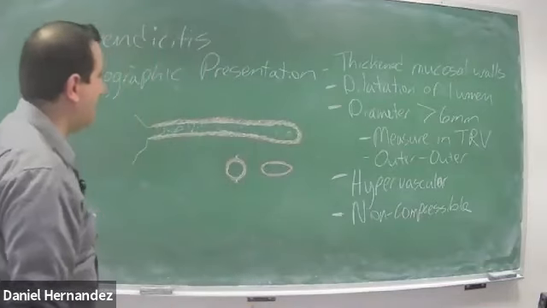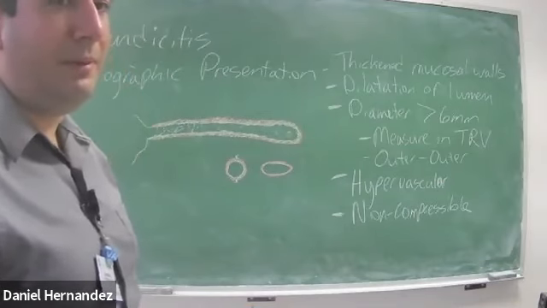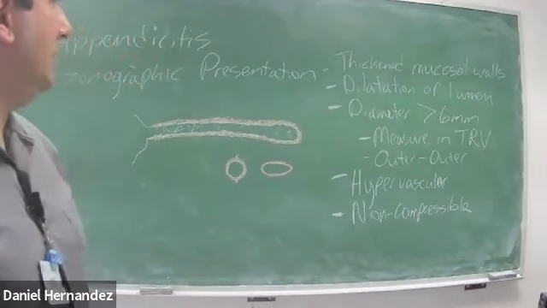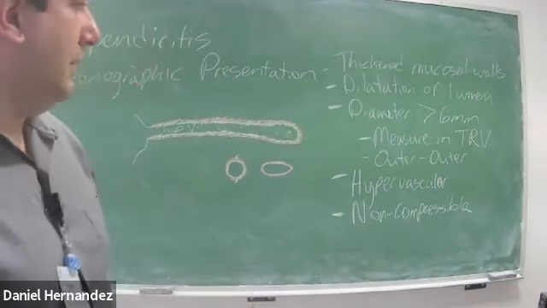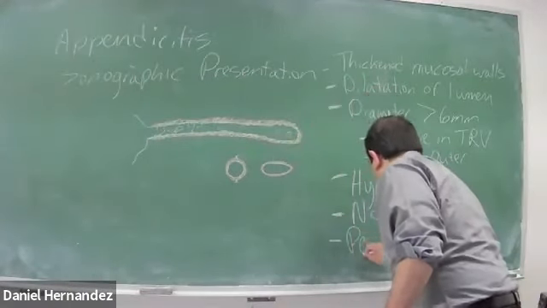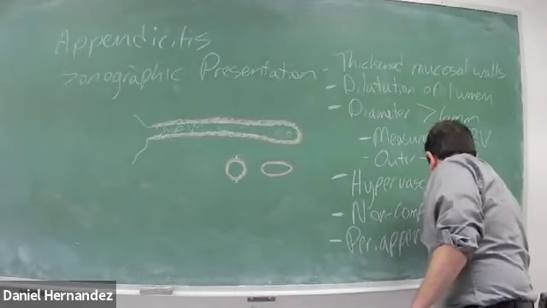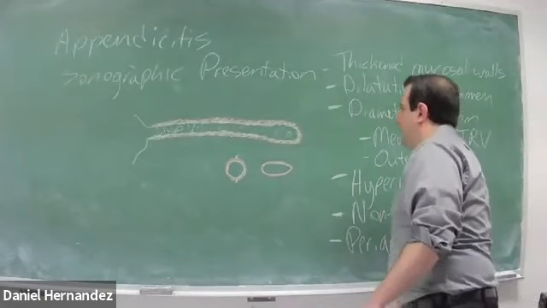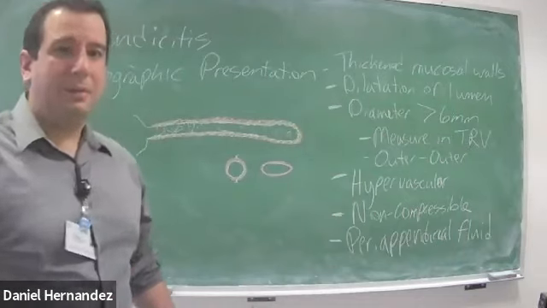We have hypervascularity around the wall of the appendix, a hypervascular wall, hyperemia, non-compressible, dilatation of the lumen, thick mucosal walls. You can also see periappendiceal fluid. In response to that infection, we'll have fluid developing around the appendix.